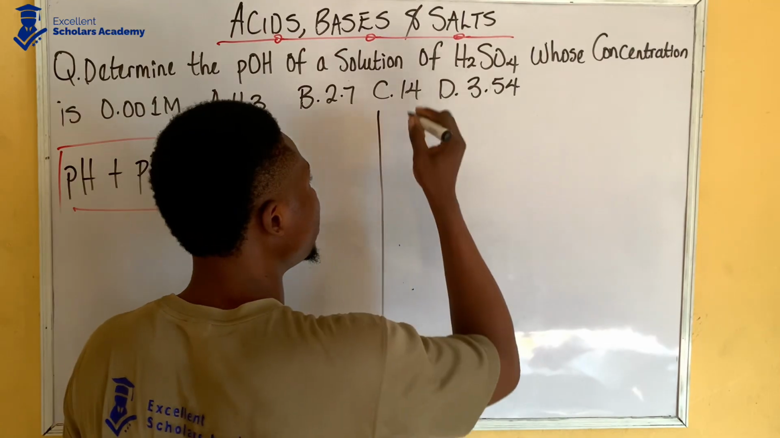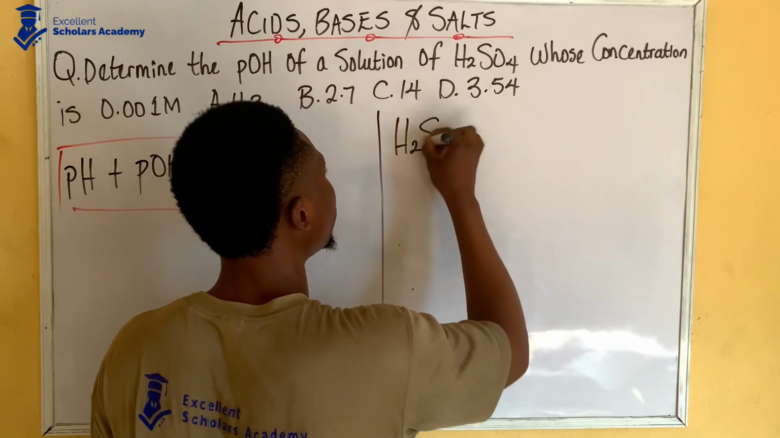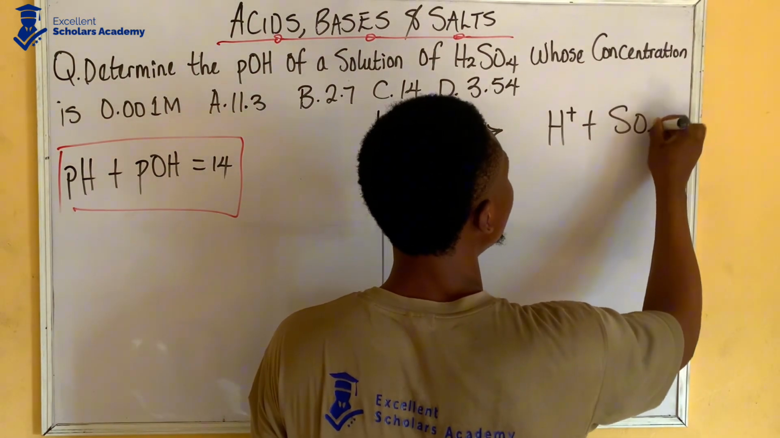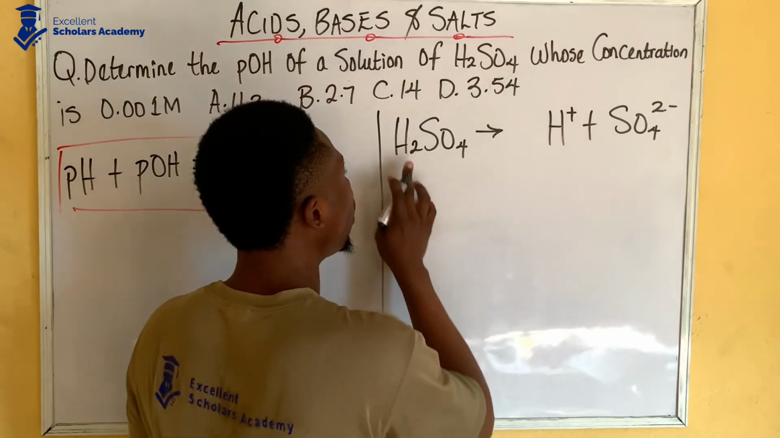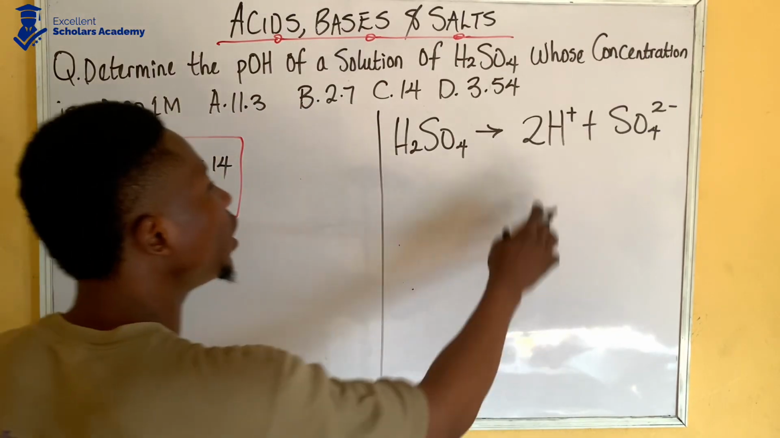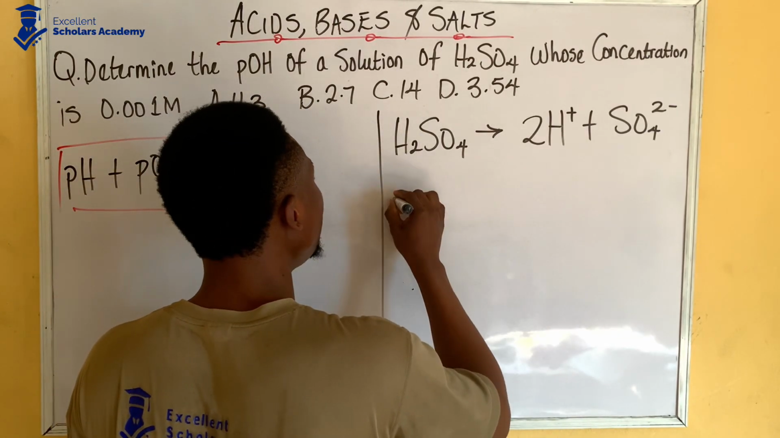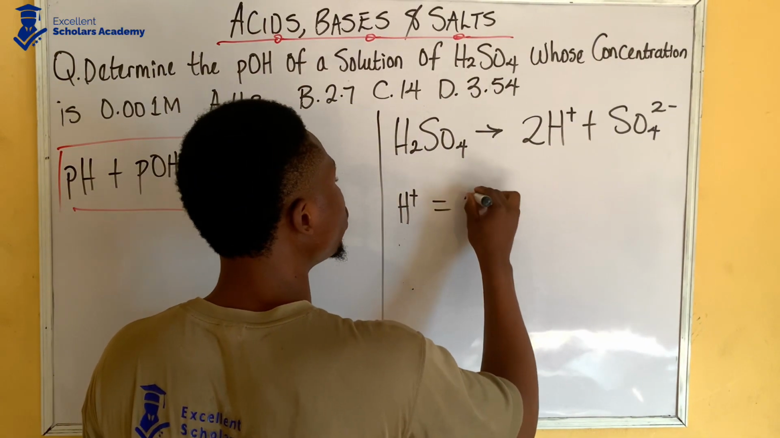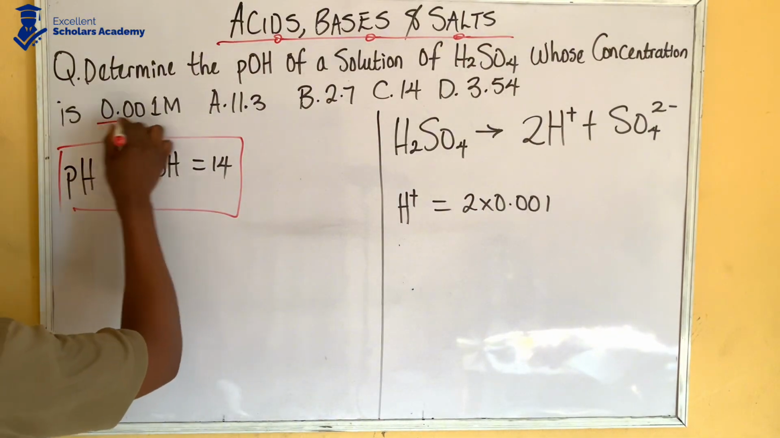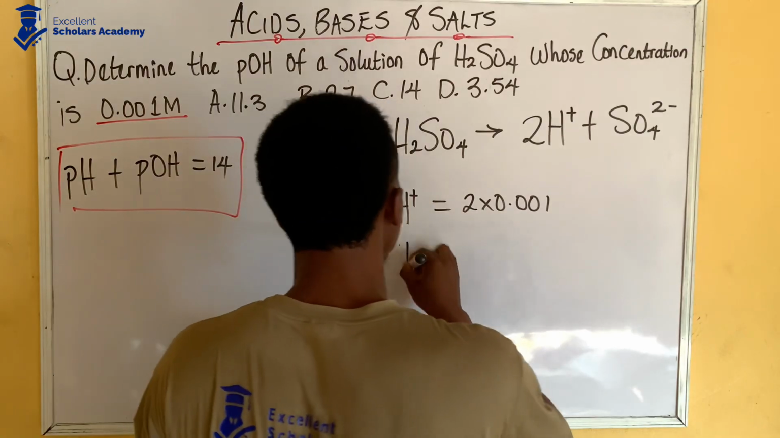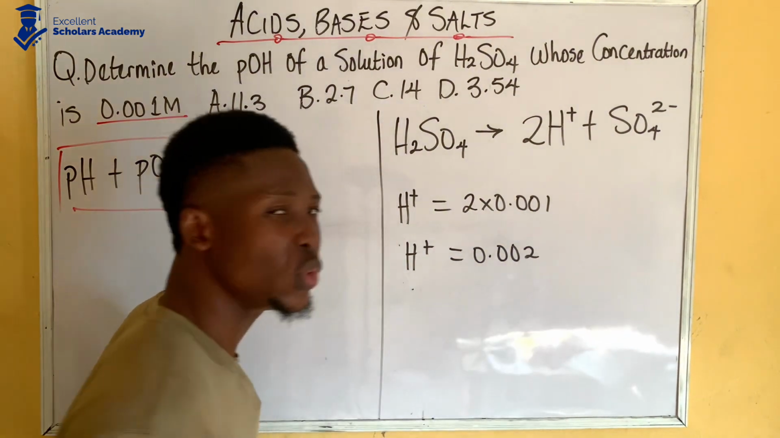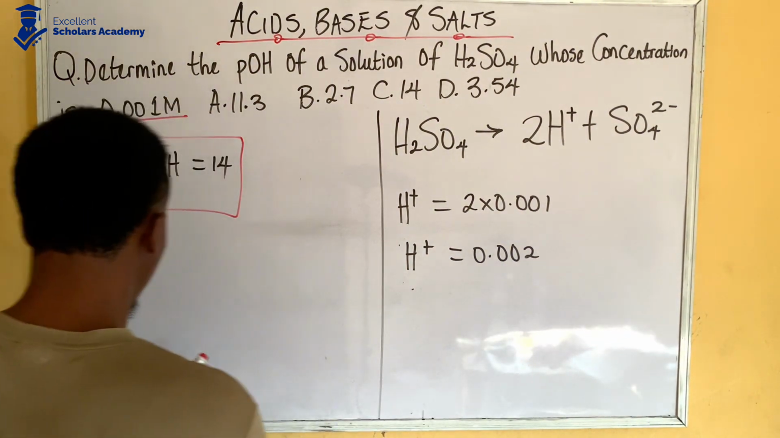Now, we are given the solution H2SO4. Let's make an analysis of this H2SO4. Of course, it takes hydrogen ion plus SO4 2 minus to give us H2SO4. You see we have two atoms of hydrogen here, so this has to be balanced too. So the molarity of hydrogen ion here is 2, which means that H plus is going to be equal to 2 times 0.001, because we are told that the solution is 0.001 molarity. So H plus is going to be 2 times this, which gives us 0.002.